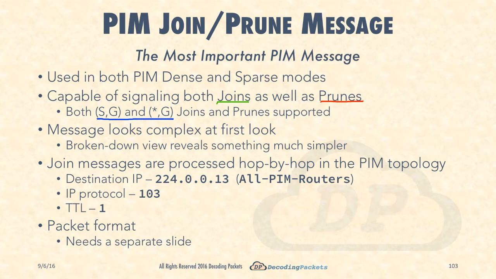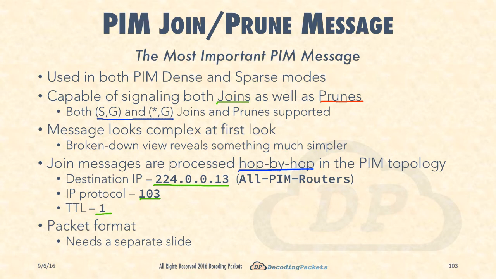Now, just like hello messages, join messages are processed hop by hop. So from one hop to another, they would be processed by every PIM router that receives them. Some of the things that they share with the hello message: the source IP is the exit interface's IP. The destination IP is the all PIM routers well-known multicast, 224.0.0.13, that link local multicast. The IP protocol is 103. You should be pretty familiar with that by now. And the TTL is 1.